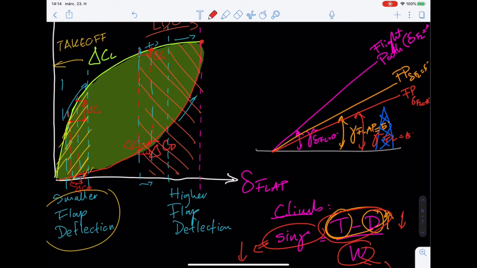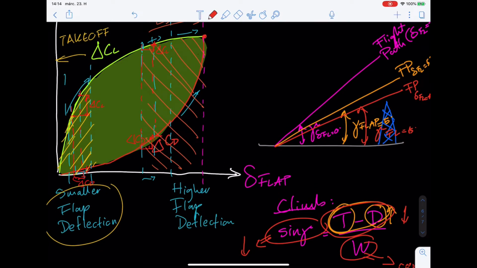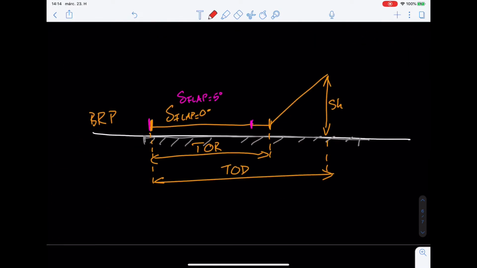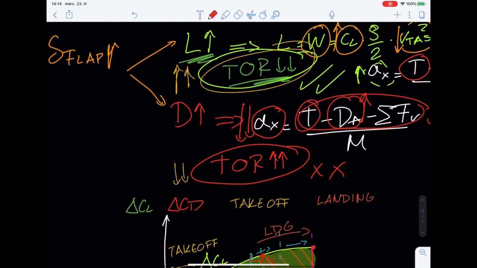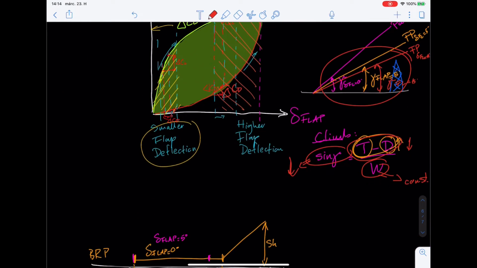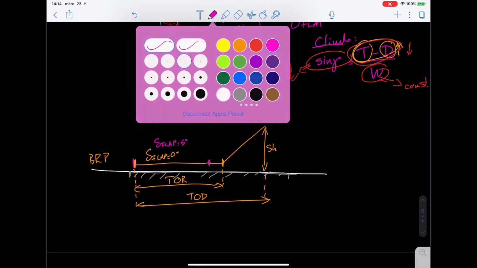Right, so the more you increase the flap setting, the more the drag is going to increase, and the more the flight path angle is going to decrease. This is the altogether effect. So in this whole picture, the takeoff run is going to be decreased because of this effect, right? So it's the balance between the two effects, but the airborne section is always going to increase.